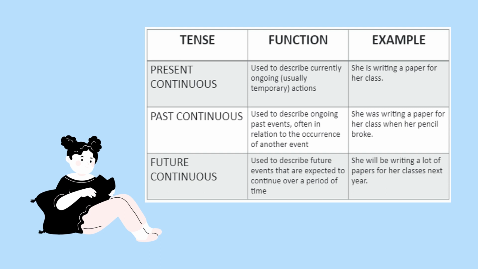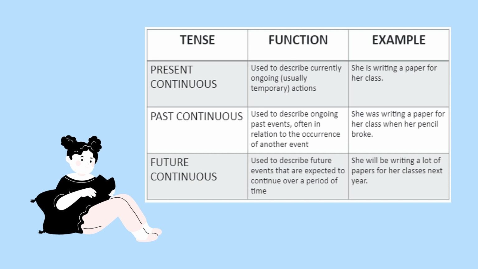For example, she is writing a paper for her class. Note here that she is a singular subject, so we have used is. Writing is the verb. That means the continuous form of the verb, and a paper is the object.